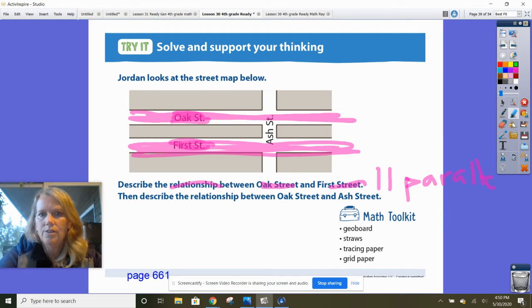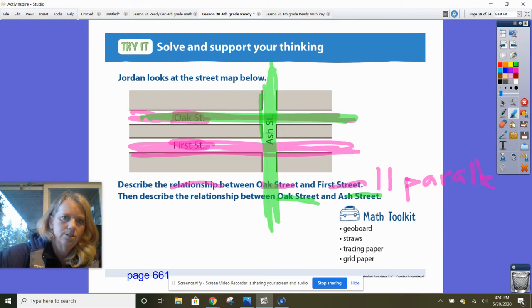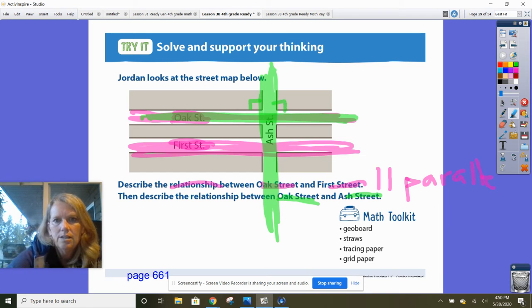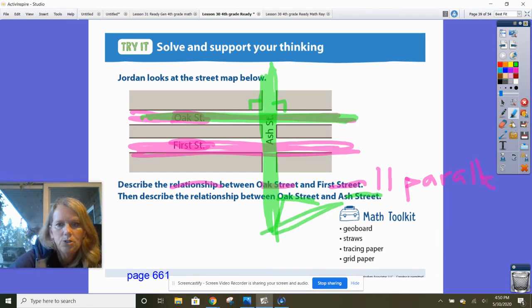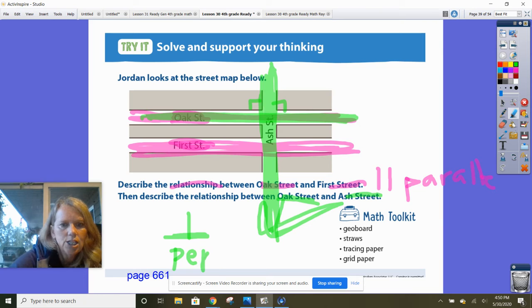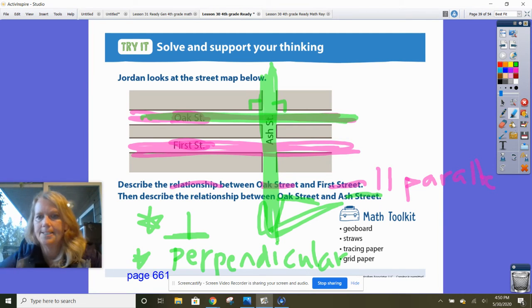All right, and then for the next one, Oak and Ash. Now we're looking at this connection, Oak and Ash. They do cross. If you go on Oak Street and Ash Street, you will cross either one of those. And how do they cross? They cross in this lovely 90-degree angle, which means they are perpendicular. So the relationship between those two is this symbol, which means perpendicular. You could write out this big long word and you would be correct, or you could put the symbol and you would be correct. All right, nicely done, mathematicians.